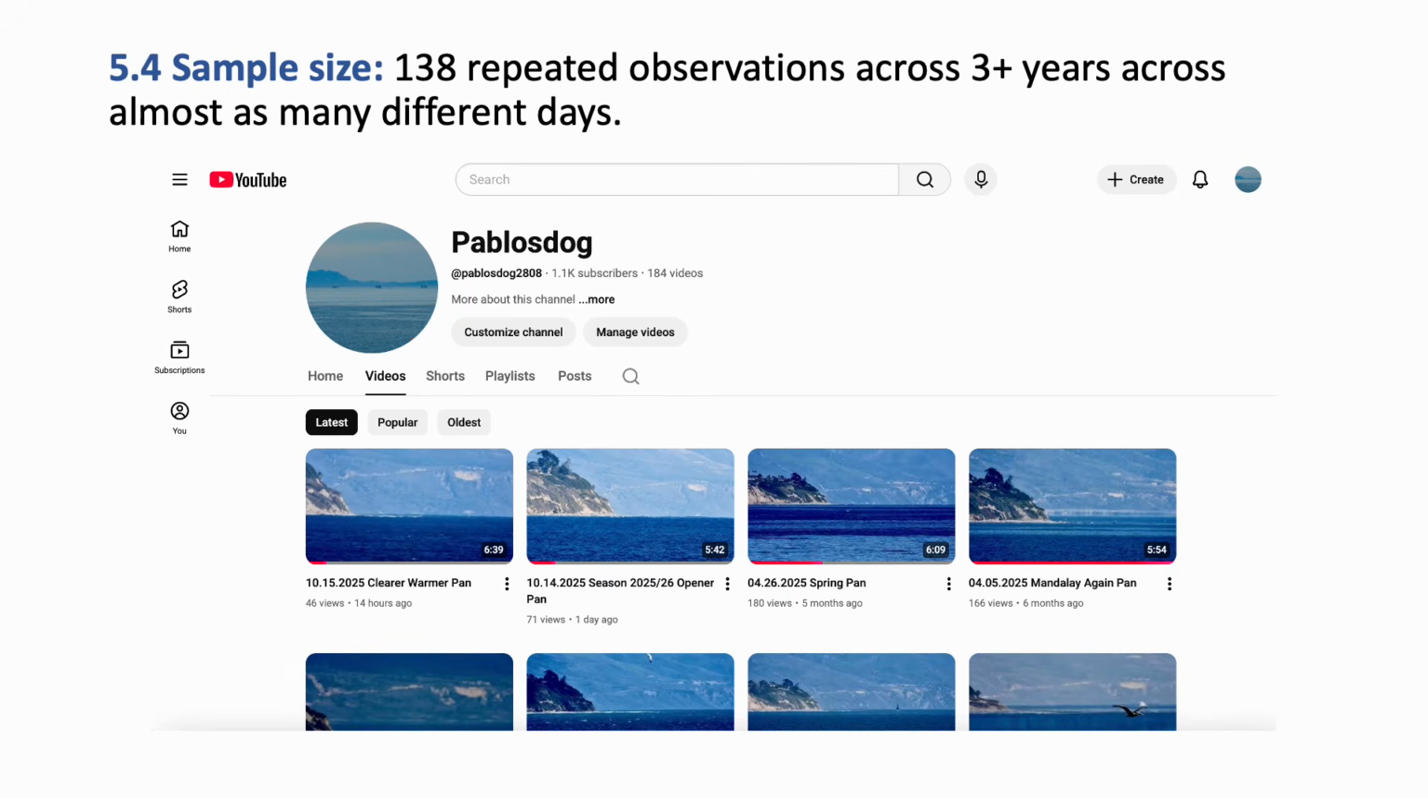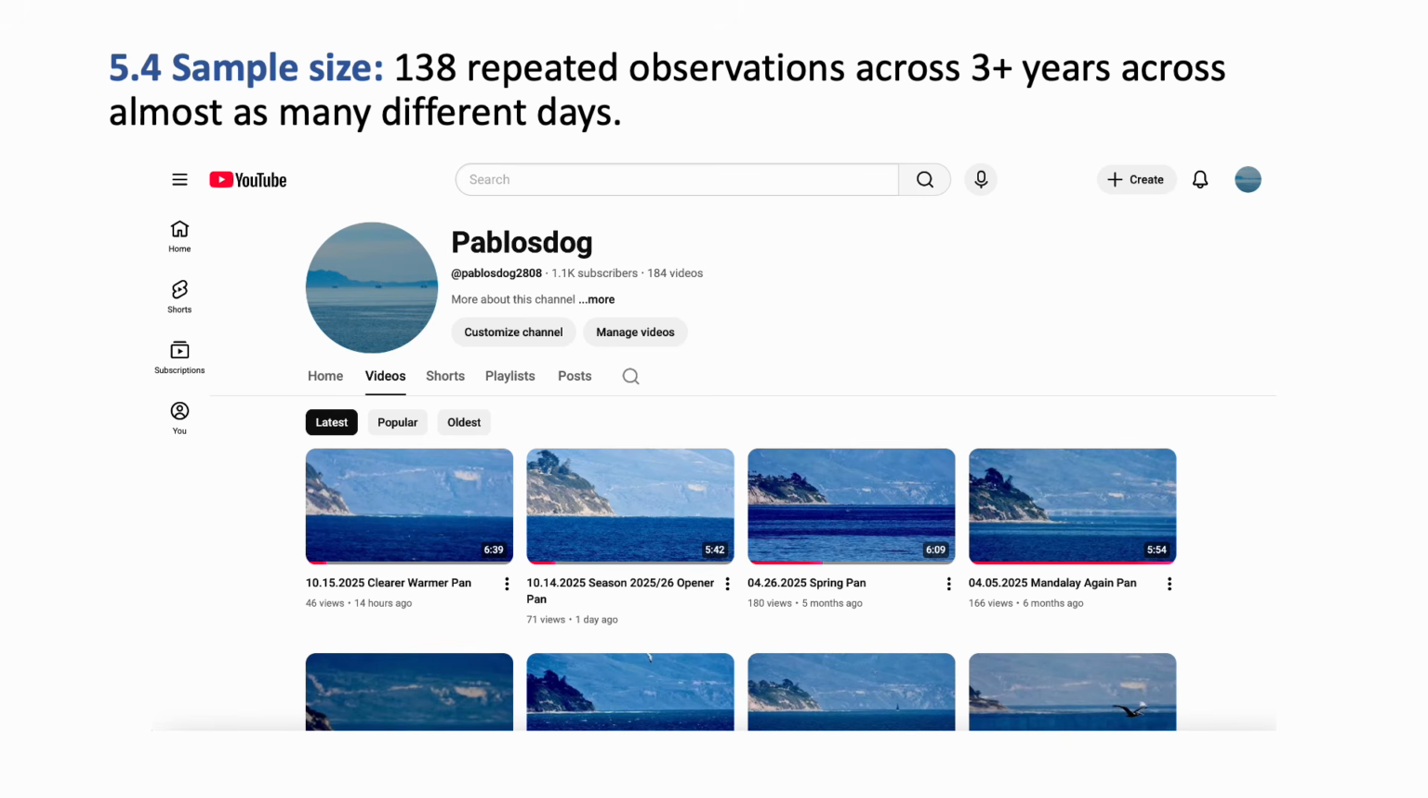The sample size of my repeated measures is currently at 138 pans. Most of those pans are across different days, but there's quite a few where I've done 2 a day, especially recently. Do note that I only video when I can see the far shores. Much of the time across summertime, for example, it's really too hazy.